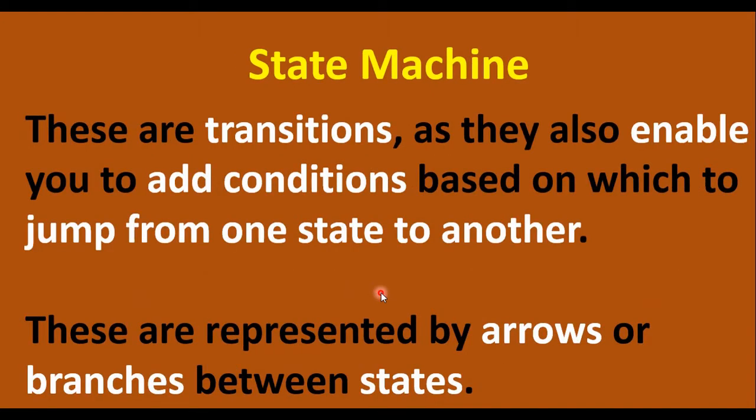And the third point, these are transitions, as they enable you to add conditions based on which they can jump from one state to another state. The conditions which you mention in the trigger section are actually transitions, where you can mention some conditions. Based on those conditions, it will jump from one state to the other, from state 1 to state 2. If the condition is true, then it will go into the final state. If it is false, then it will move into the other state, or it will loop back to the same state. These are represented by arrows or branches between states. If you have one state and two states, there will be a branch to show this particular transition where you mention the conditions. So this is the description of a state machine.